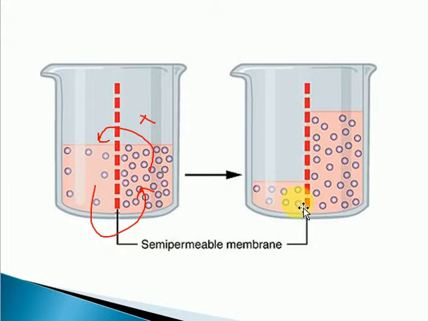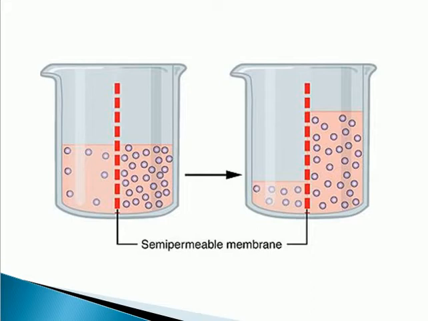And after some time, this situation comes when water has moved from this side, that means let's call it the A side, to the B side. Water has moved from the A side to the B side to equalize the concentration on both sides, and we can see that the level of water has risen on the B side, and the concentration is now equal on both sides. So this process is called diffusion. Now how do we define it?